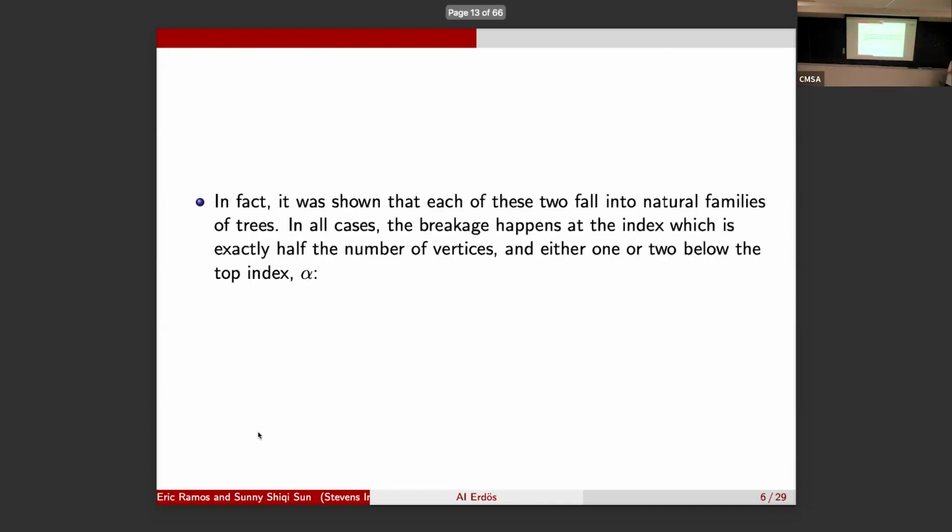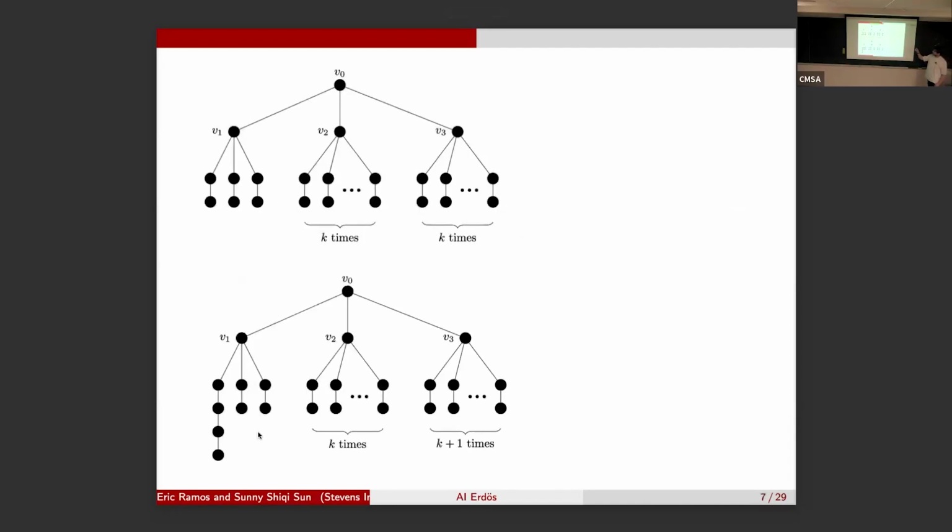Okay, so in fact, it was shown that each of these 2 falls into 2 natural families of trees. Now, in all cases, the breakage happens at the index which is exactly half the number of vertices, and either 1 or 2 below the top index alpha. So these are the 2 families that I'm talking about. It looks like this. The top family is called the 3KK family for obvious reasons. Again, root connected to a child with 3 edge children, another child with K edge children, and another child with K edge children. 3KK. And this one was called 3 star KK plus 1.